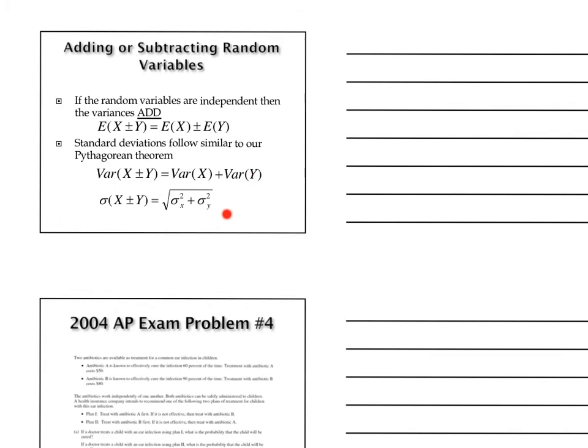And so our formula actually ends up being very similar to our Pythagorean theorem, because the variance is sigma squared and sigma squared. So this would give you the variance of x plus y. Then you have to take the square root to get the standard deviation again. So we'll look at an example from the AP problems.